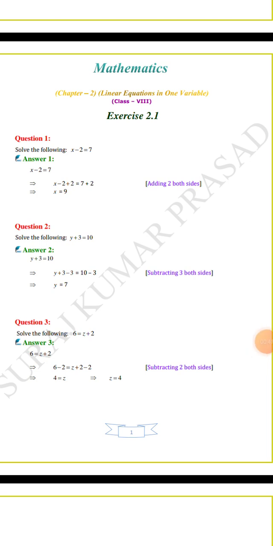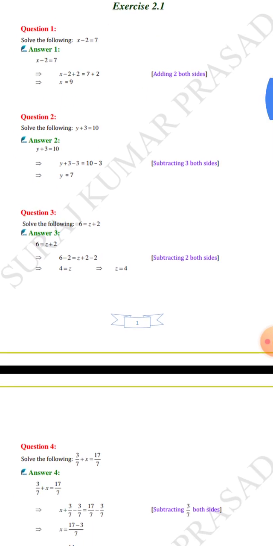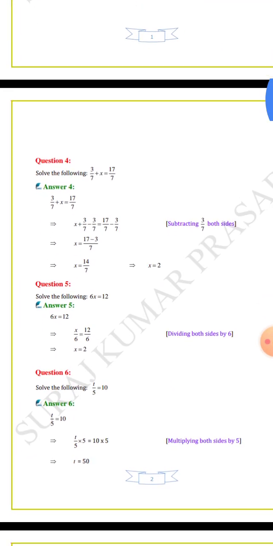Question number 3. Solve the following: 6 is equal to z plus 2. Then by subtracting 2 on both the sides, we get 6 minus 2 is equal to z plus 2 minus 2. Then the value of z is 4.